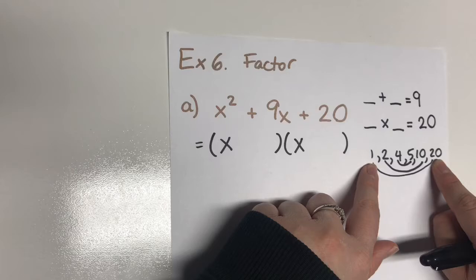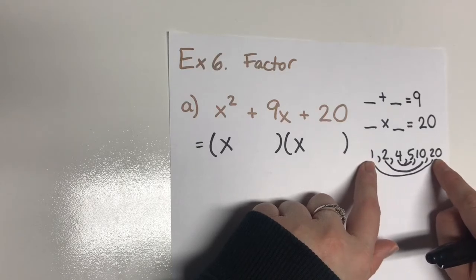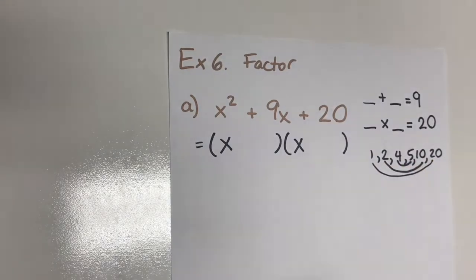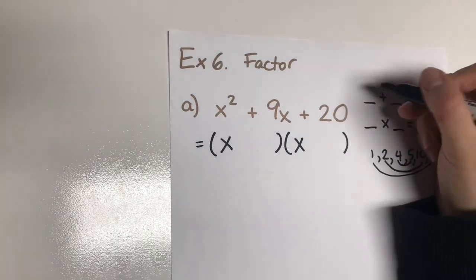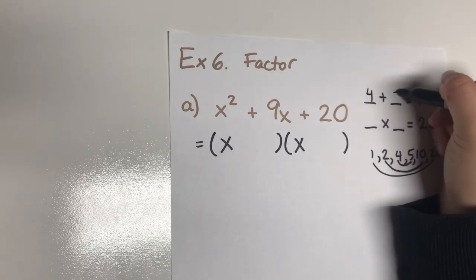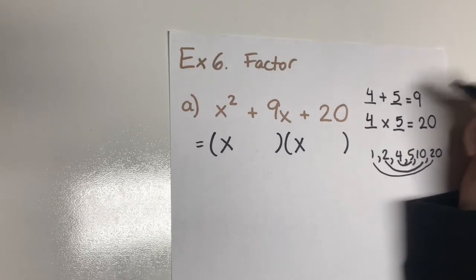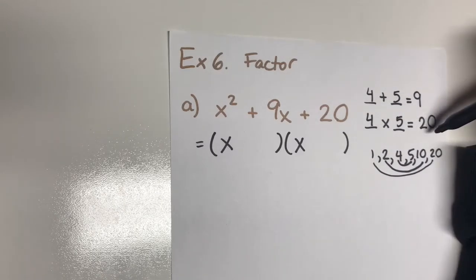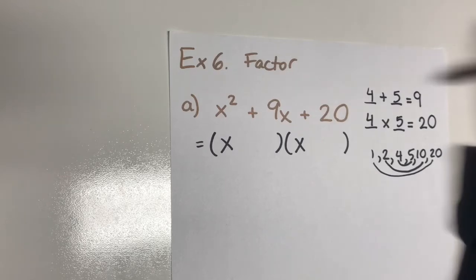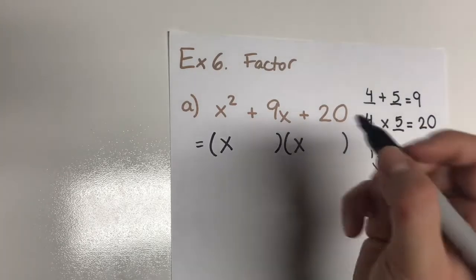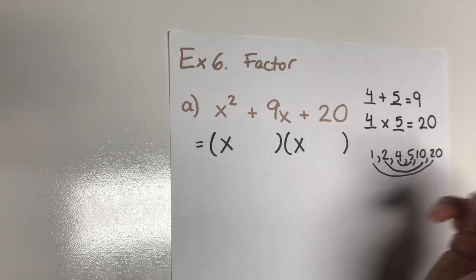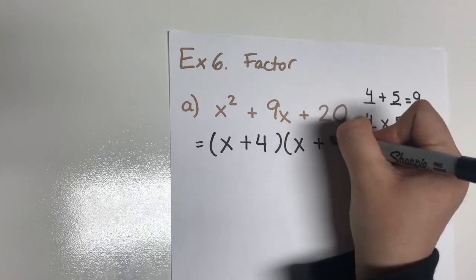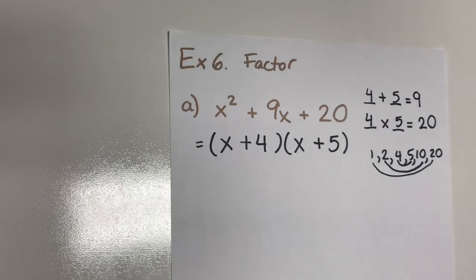So 1 and 20, I can't make 9 with them. 2 and 10, I can't make 9 with them, but 4 and 5, I can make 9 with them. So those are going to be what I fill in. 4 and 5, because 4 plus 5 is 9 and 4 times 5 is 20. They have to be the same pair of numbers. So that means positive 4 and positive 5, so that's what I'm going to fill in here. And that's it. That's my final answer.